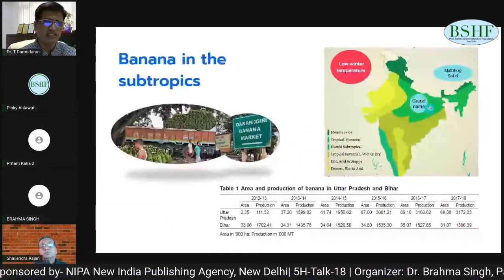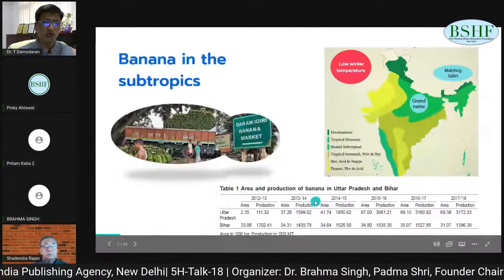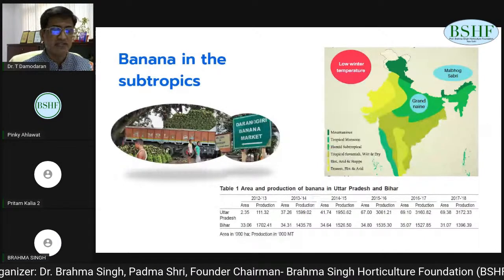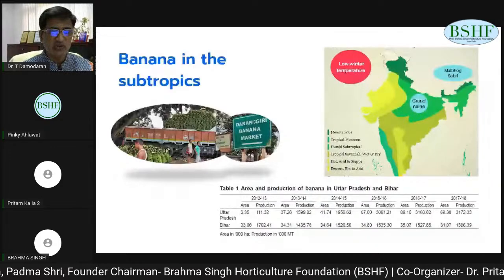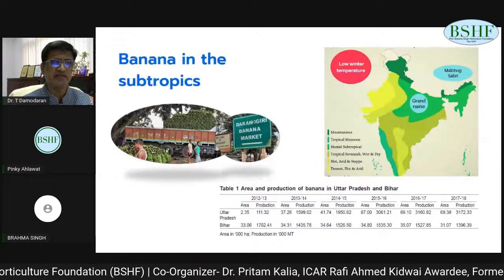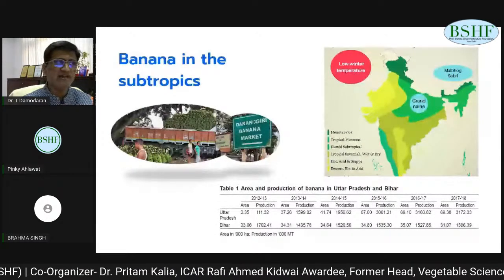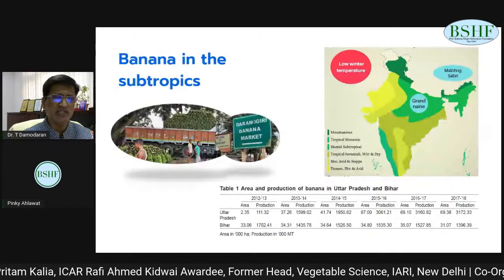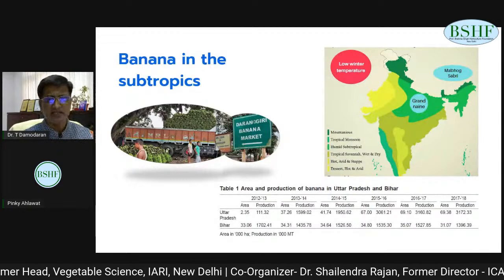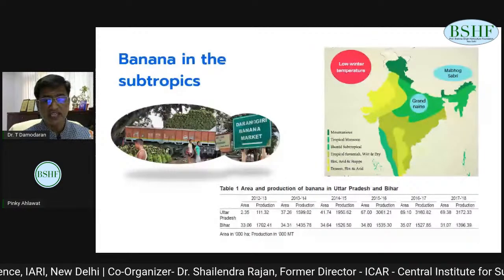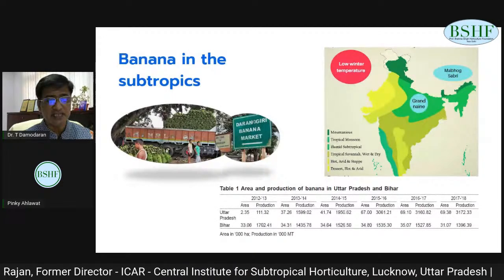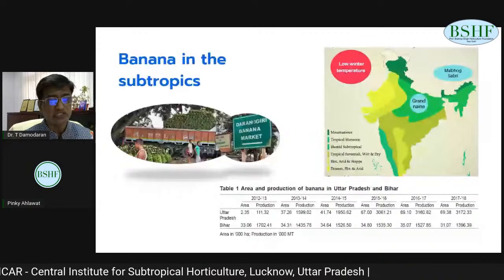But in UP, recently you can see how the banana industry has grown like anything. In 2012, it was just 2.35 thousand hectares, but it has gradually grown, and the major reason is the intervention of G9 banana. The Grand Nain cultivation, which has some tolerance for low winter temperatures, has resulted in a drastic increase in area. As of 2017-18, the NHB data shows 69.38, but the data of the state government of Uttar Pradesh reveals it is 95,000 hectares in 2021-22.